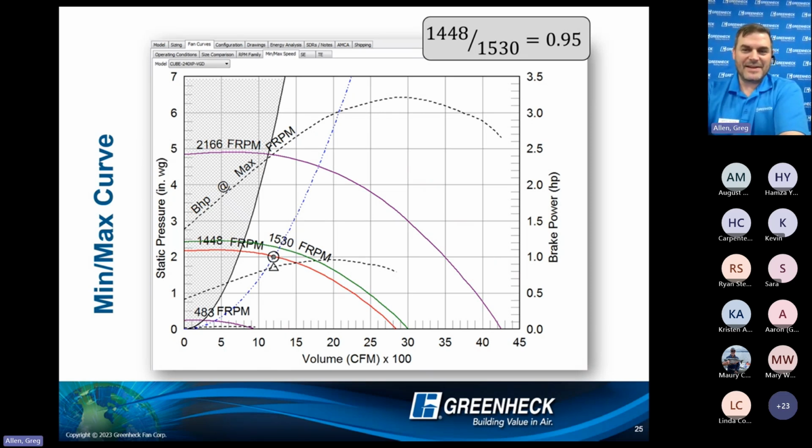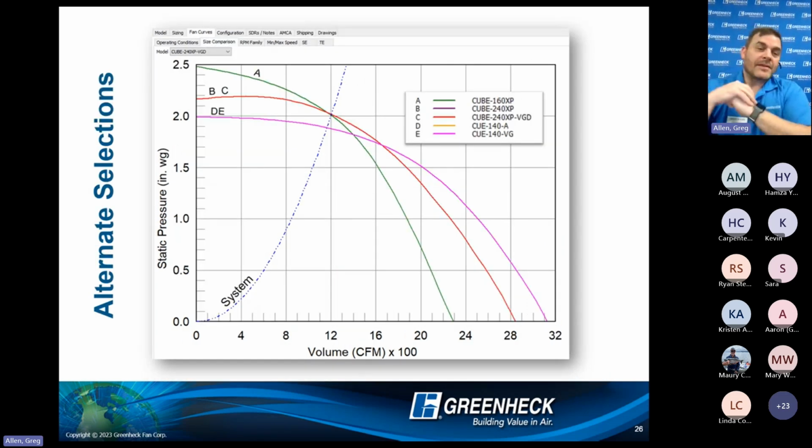So you can infer a lot of information off of these. Here's another curve for you, and it's just showing alternate selections. This is actually a representation of different sizes within that family, right? So the red, let me see. We picked a 240 XP.